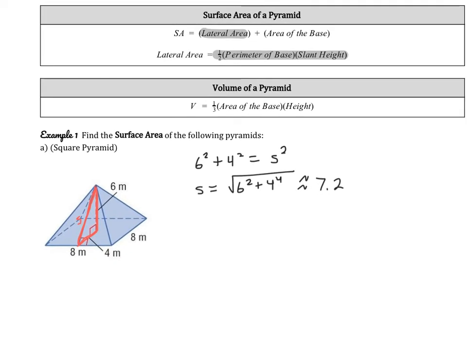From here, we should have everything we need to find the surface area. Following our formula above, first we're going to do the lateral area. It's going to be 1/2 times the perimeter of our base, so 8 times 4 because it is a square, so 32, times our slant height, which we just found to be 7.2. And then we're going to add that to the area of our base. We can find the area of a square by doing the base times the height, or the length times the width, either way, and 8 times 8 is 64.